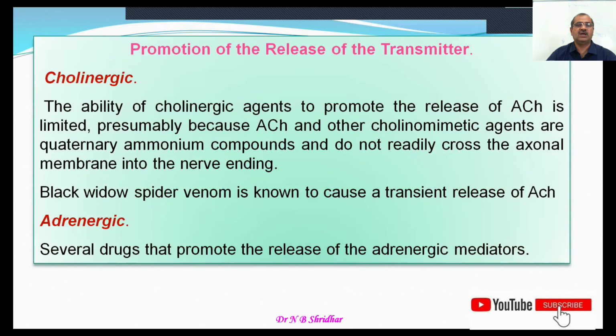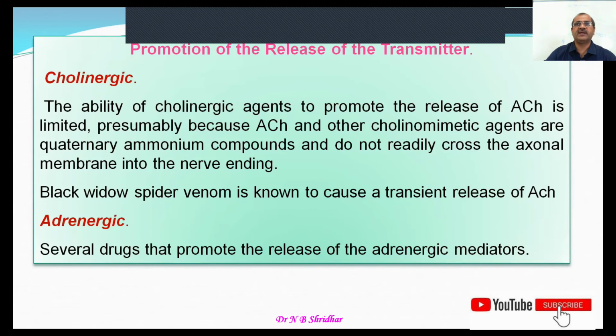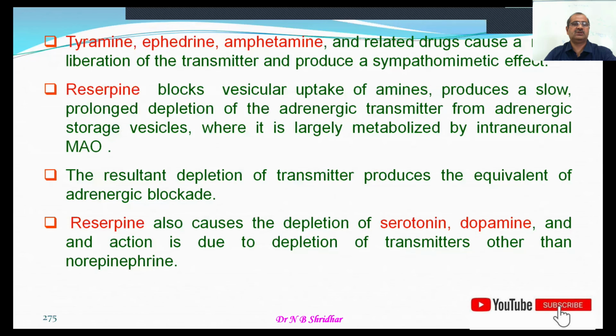where they are going to increase the release of adrenergic neurotransmitters. And here you can see certain drugs like tyramine, ephedrine and amphetamine. So these drugs cause a rapid liberation of transmitter and produce sympathomimetic effect. So these are all called indirect acting agents: ephedrine, amphetamine and tyramine. Ephedrine is a bronchodilator. So what these drugs are going to do is increase the exocytosis process of the neurotransmitter and produce a marked sympathomimetic effect.